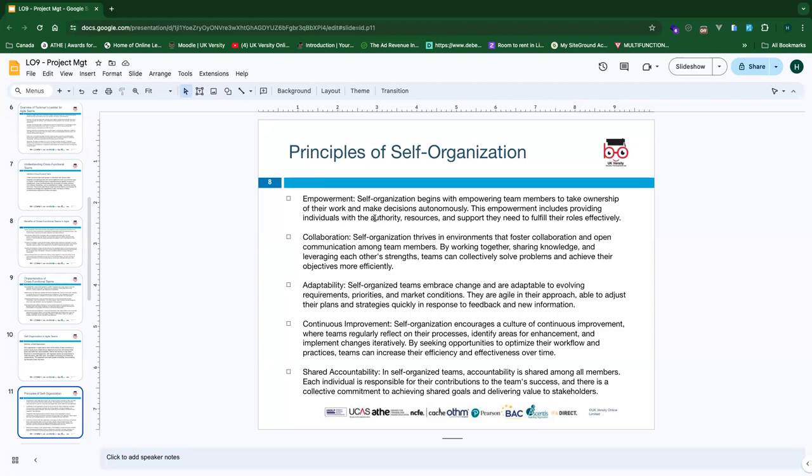Self-organization encourages a culture of continuous improvement where teams regularly reflect on their process, identify areas for enhancement, and implement changes iteratively. By seeking opportunities to optimize their workflow and practices, teams can increase their efficiency and effectiveness over time. Shared accountability. In self-organized teams, accountability is shared among all members. Each individual is responsible for their contribution to the team's success, and there's a collective commitment to achieving shared goals and delivering value to stakeholders.